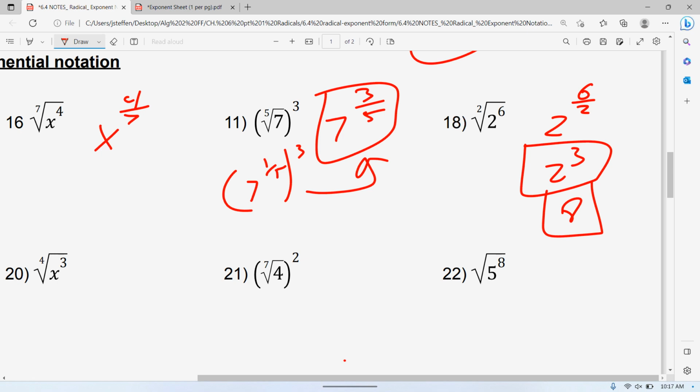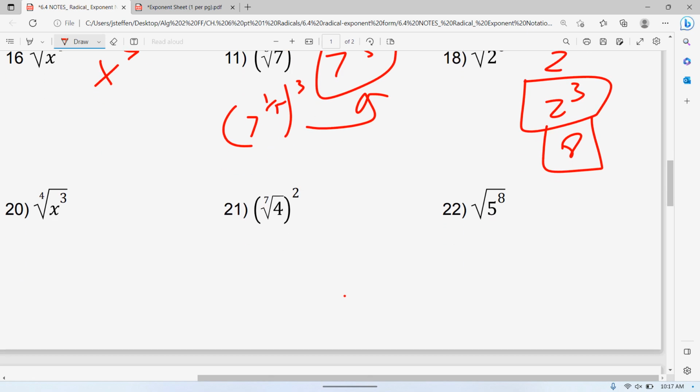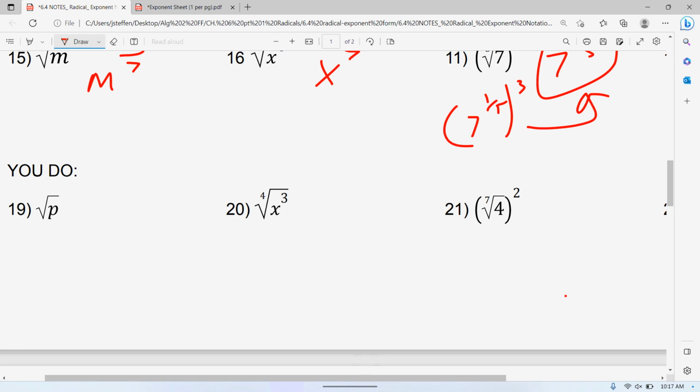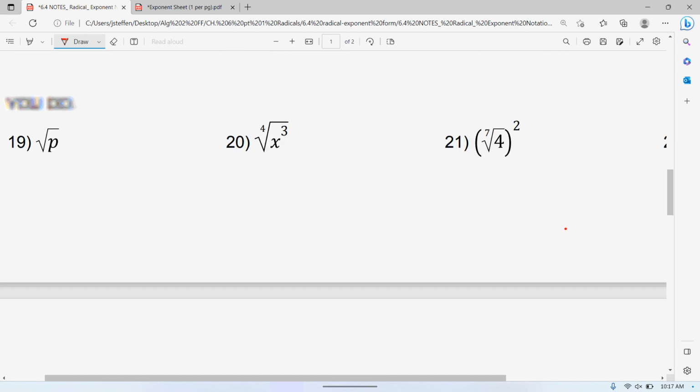But again, those first 4 are a lot of notation, math in those, knowing how to go from one notation to another. So go ahead and do those next 4. Then we'll start on the simplifying part.